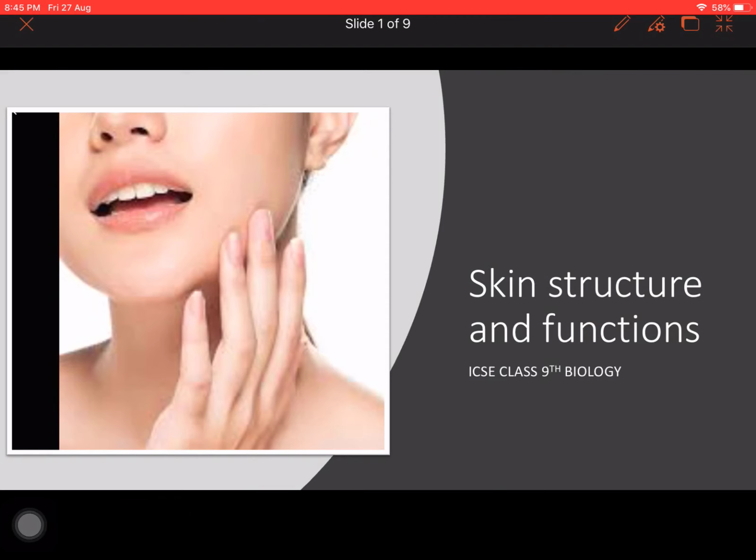So I think you are not having any doubts with the digestive system which I have posted yet. Now let us start with today's episode of skin structure and its function, and these are all under the physiological part of human physiology in your ninth biology. So let us see what is there in today's lesson.